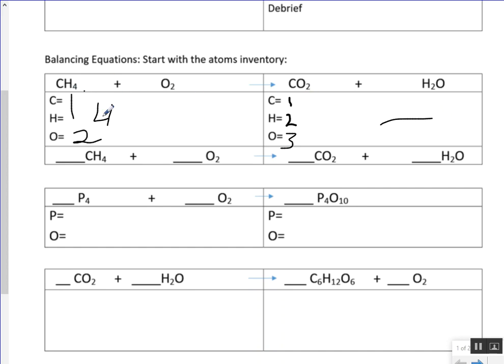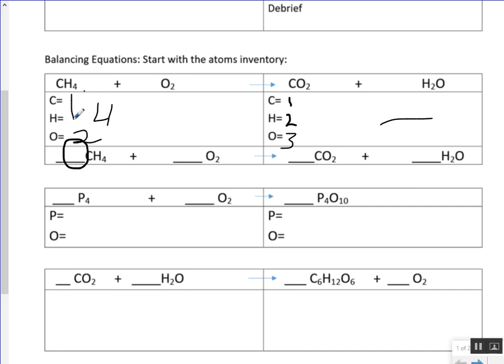I have one C and one C, but look, I've got four H's on the left and two on the right, two O's on the left, three O's on the right. So what I have to do is make changes to the chemical equation in the form of coefficients. Coefficients are numbers that come before the actual formula. Okay, so what number could I put in these blanks that would change it so that my equation was balanced?